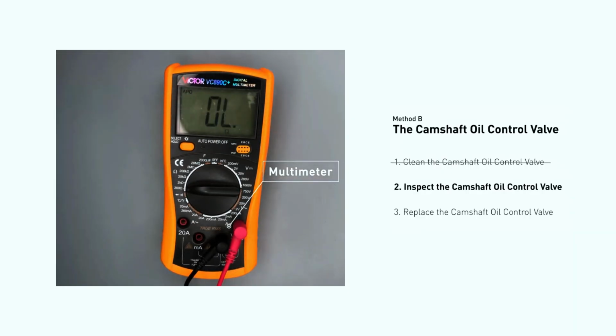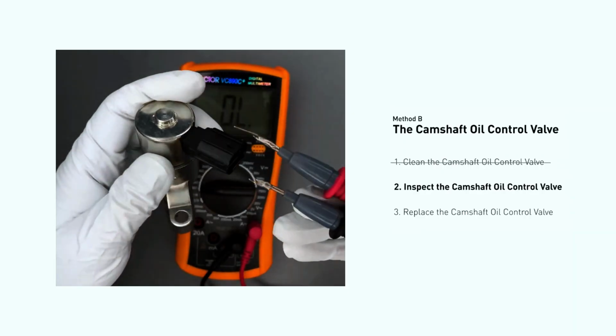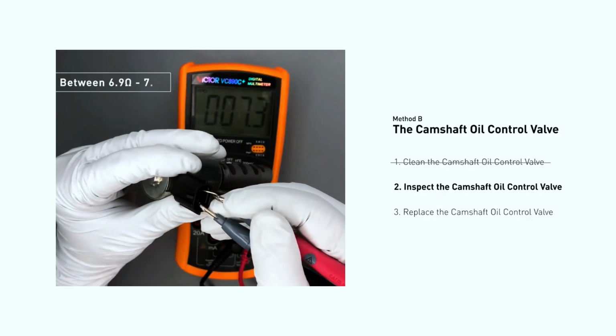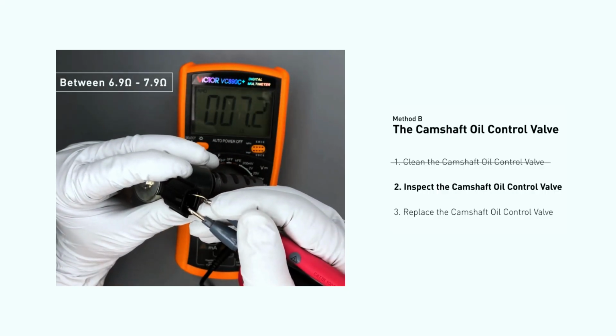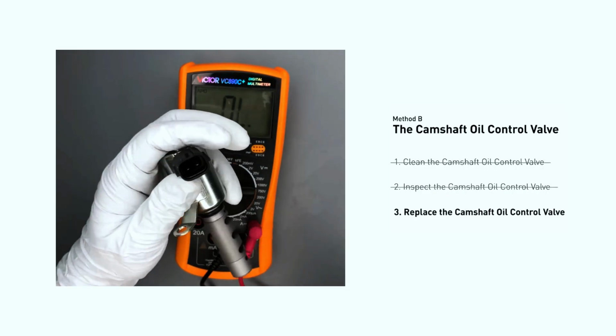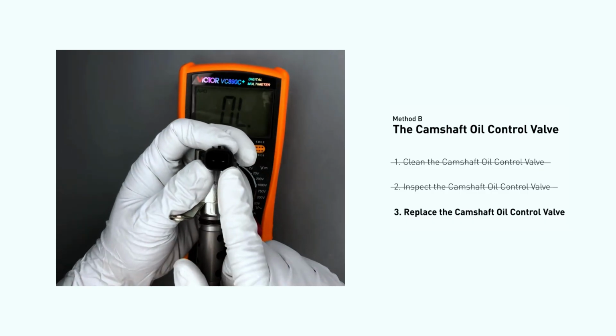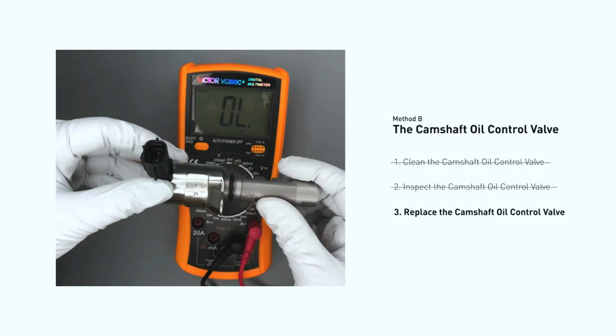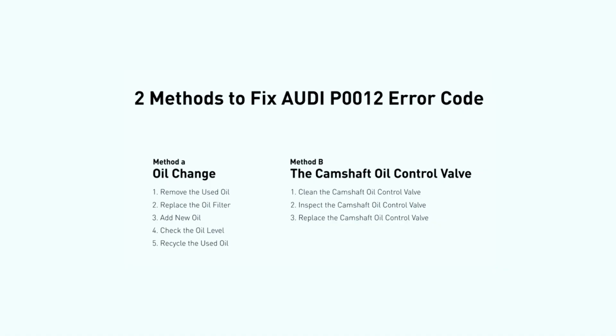In ambient temperature of 68 degrees Fahrenheit, the valve resistance is between 6.9 ohms to 7.9 ohms. If you do not get a reading, this indicates that the camshaft oil control valve is faulty and needs to be replaced. So here are 2 of the most practical solutions to fix Audi's P0012 error code.